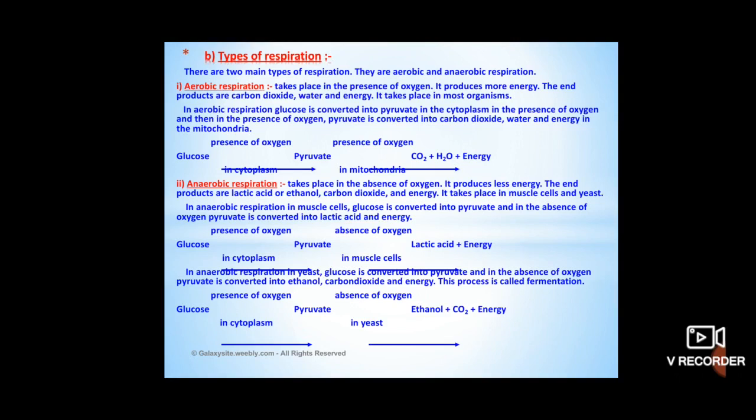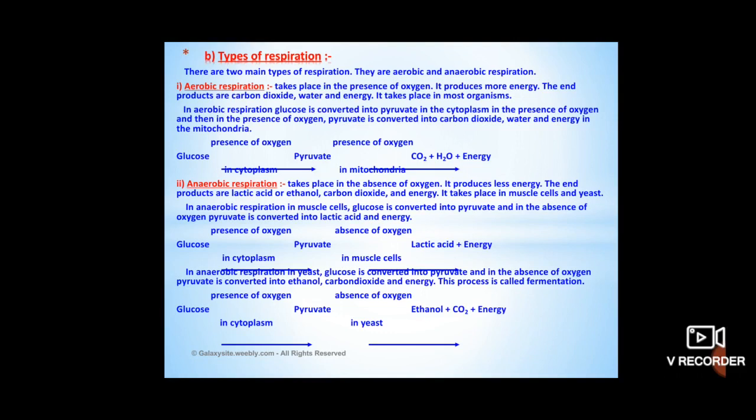See children, here we identify two types of respiration. In nutrition we discussed different varieties of nutrition, for example holozoic and saprophytic. Those are the concepts we learned. In the same way, in respiration also we identify two types: aerobic respiration and anaerobic respiration. What do you mean by aerobic respiration?